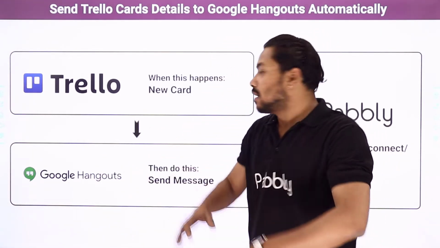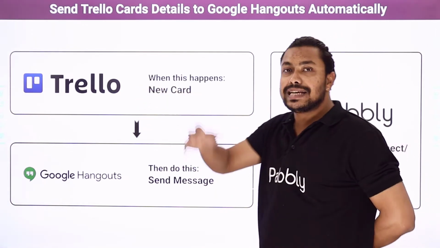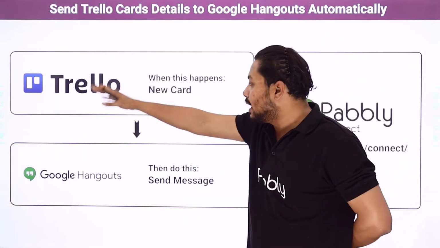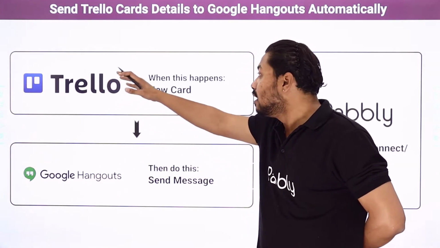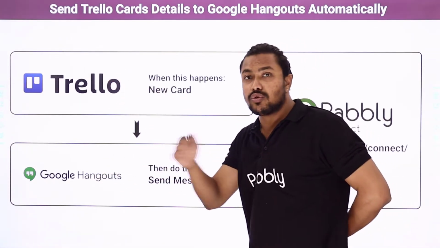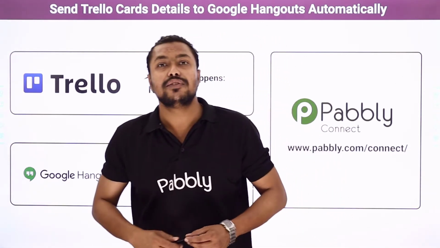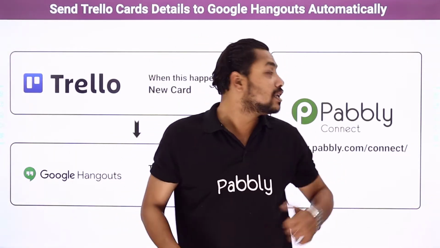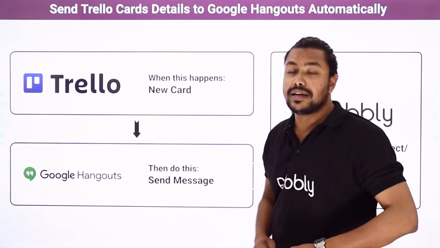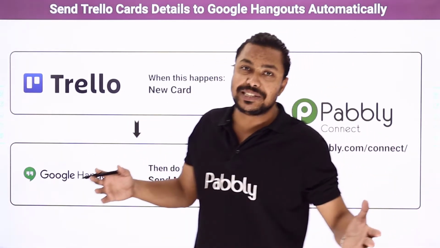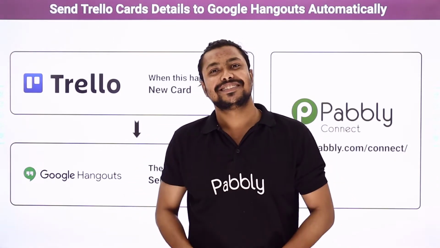about their work. Now, what we are going to do, as I said, we are going to create a new card in Trello and then we are going to connect it to our Google Hangouts so that the details of that card will automatically be sent as a message to your Google Hangouts. Now, to do this automation, we are going to use an integration and automation service, Pabbly Connect, which will help us connect Trello and Google Hangouts together. Now, if you want to learn this easy automation, you have to come with me to the screen.